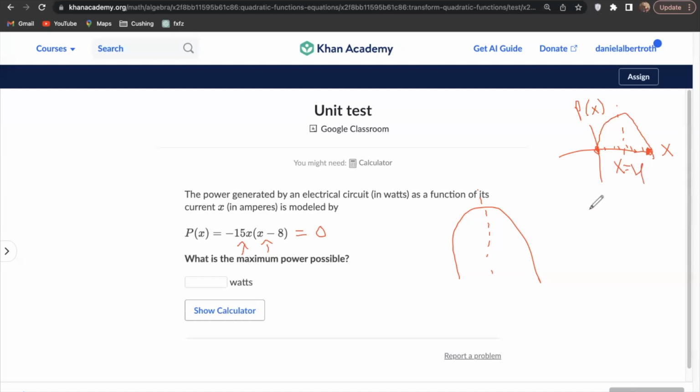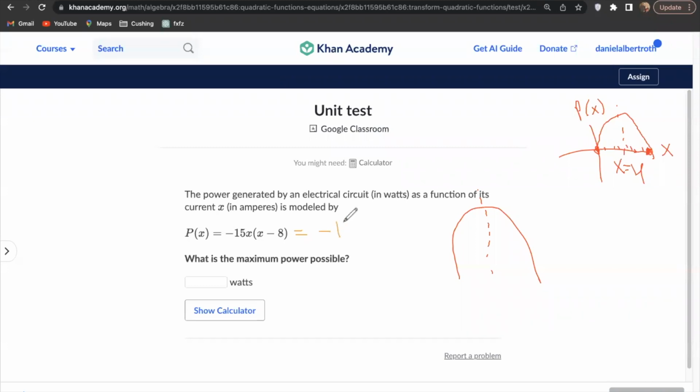So to find the maximum power, I'm going to plug in 4 for x, because the maximum power is going to occur when x is 4, when the amps is 4, because that's right in the middle of the two solutions. Yeah, it's going to give us the vertex. Okay, so when x is 4, all I need to do is plug in 4 for x.